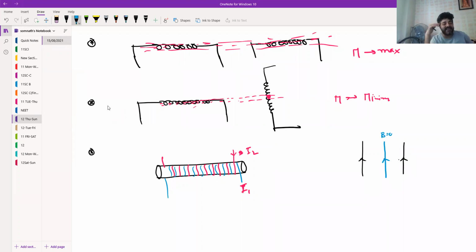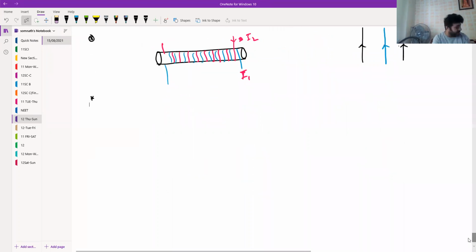Okay, so in that case your mutual induction becomes maximum, maximum of the maximum, the highest. Okay, understand what I want to say? These are the different processes in which you can increase the value of the maximum mutual induction. Yes or no? Yes, sir. So if we put the secondary coil exactly in between the two primary coils, then also we can increase the mutual induction.